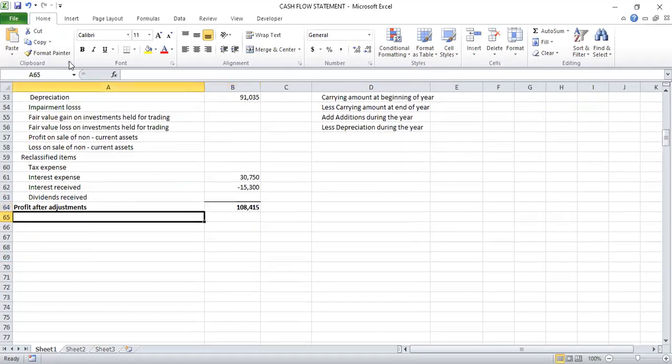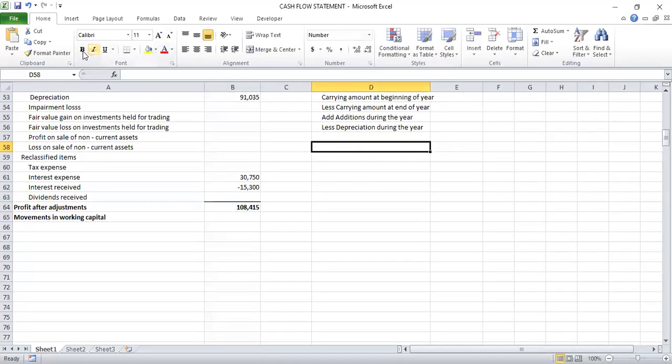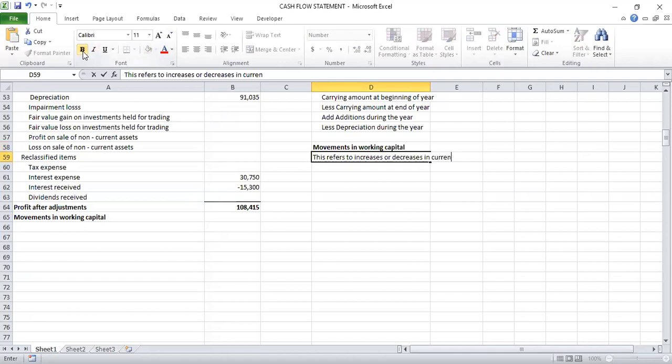Right. Then we have movements in working capital. This refers to increases. Remember, working capital is current assets minus current liabilities, so movements in current assets and current liabilities.